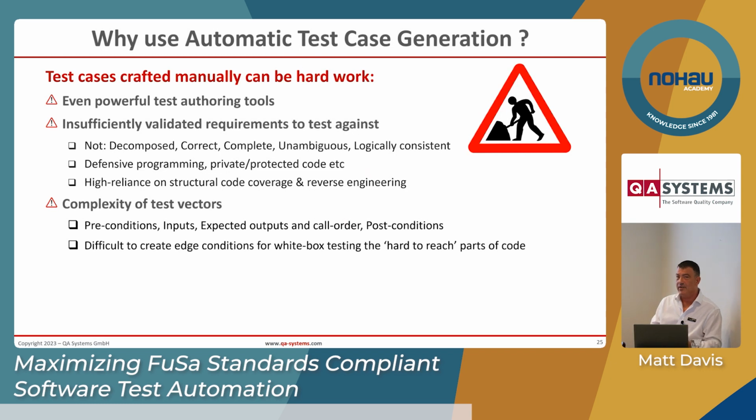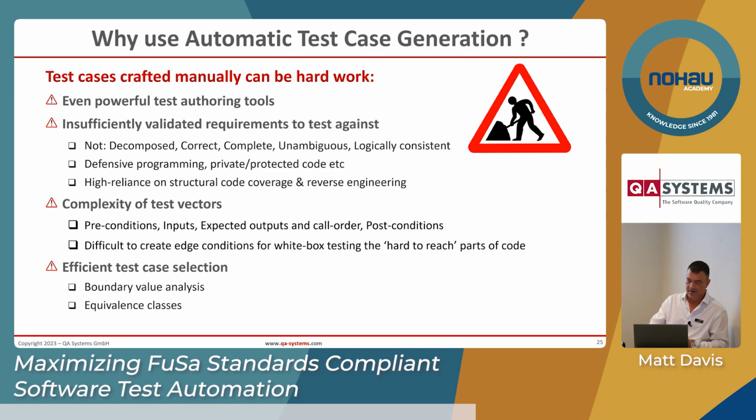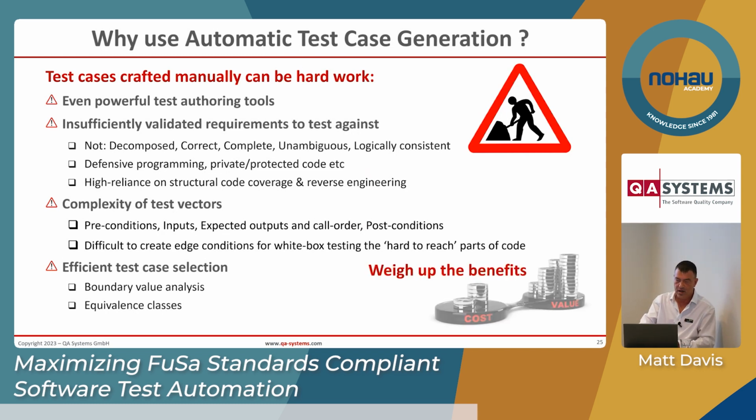Complexity of test vectors. If you've got complex code and you have the combinatorial effect of many parameters affecting how a function works, it's hard work to think like this. This is what computers are for. They are very clever calculators. They can do this stuff. And efficient test case selection, whether it is boundary value analysis, choosing of data, or equivalence classing as well.